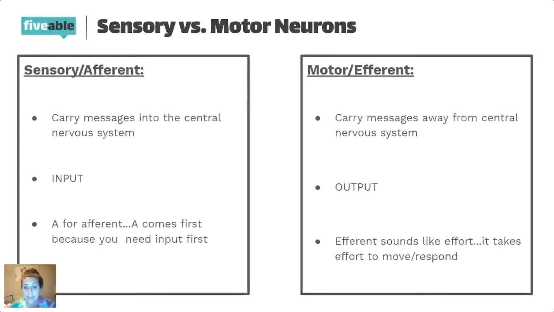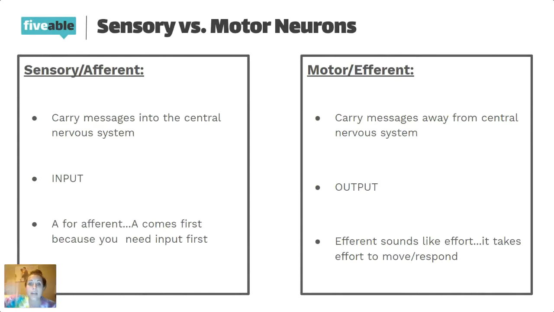How I tell my kids to remember that is that A for afferent is the first letter of the alphabet. So a message has to come in first before you can respond to it. A is for afferent. You have to bring a message in before you can take a message out. It carries all of my sensory neurons. My fingertips have a lot. My lips have a lot of sensory, and my tongue, because it's all taking in refined messages. Those messages go inward to my central nervous system, which then sends it to my brain for processing.